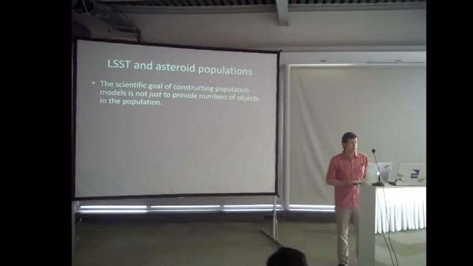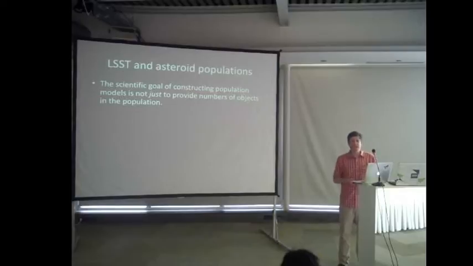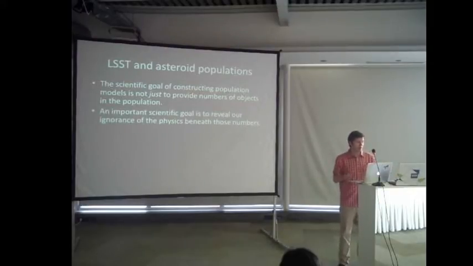Indeed, the scientific goal of constructing these population models is not just, or should not just be considered to be, to provide numbers of objects in the population, or to understand links between different populations. Rather, I think nowadays perhaps the even more important scientific goal should be to reveal our own ignorance about the real physics beneath those numbers. So when we construct population models, we need to start taking into account the physics that go into those numbers.